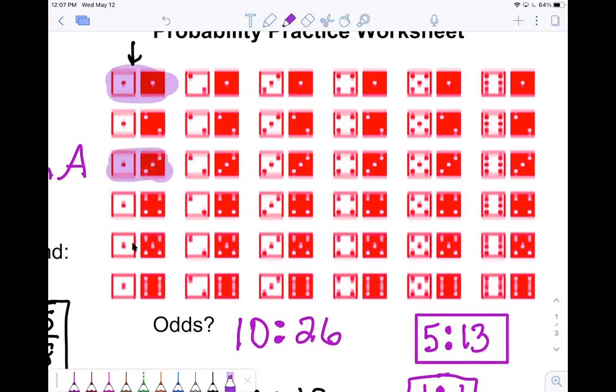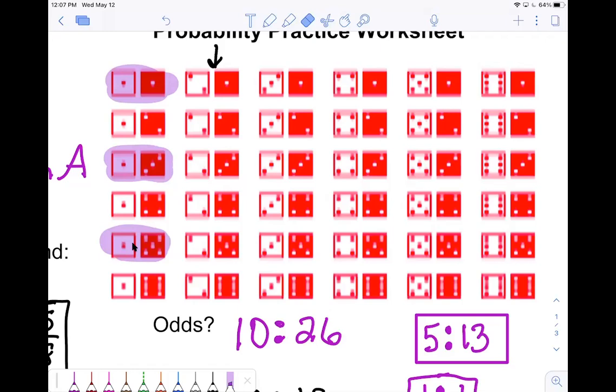So 1 and 3, are both of those odd numbers? Is 1 odd and 3 odd? Oh yeah, 1 and 3 and then 1 and 5. Yeah, there we go. Okay, let's look at the second column. We want both of them to be odd. Does that happen at all in the second column?